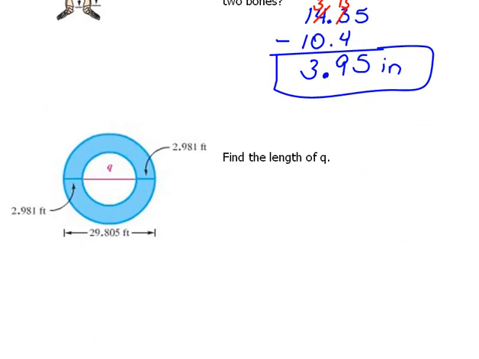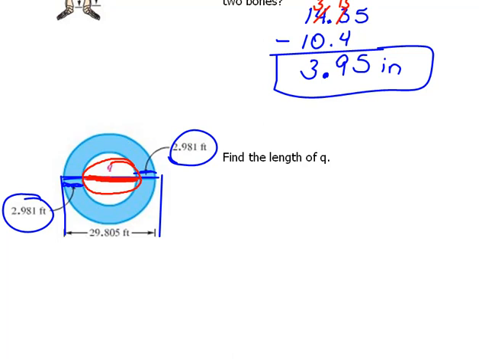And here we have our last application type problem. And here we have what looks like some kind of a washer. And it tells us that the entire length here, from here to here, see, this is what it's showing us right here. That entire length is 29.805 feet. Now they've also given us these little edges right here. So this little edge is 2.981 feet, and this little edge here is 2.981 feet. We're supposed to find the length of Q, which is right here in the center.